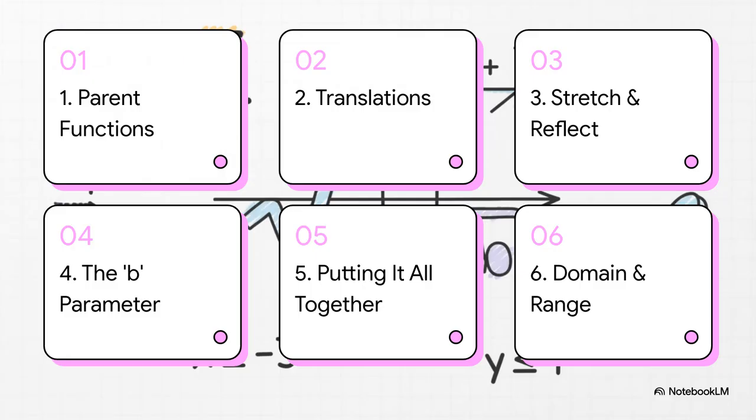So, here's the game plan. We're going to start with the two parent functions. They're our foundation. Then we'll learn all the moves, how to slide them, stretch them, and even flip them upside down. By the time we're done, we'll put it all together and you'll see how this whole visual approach makes finding the domain and range, well, almost ridiculously easy.